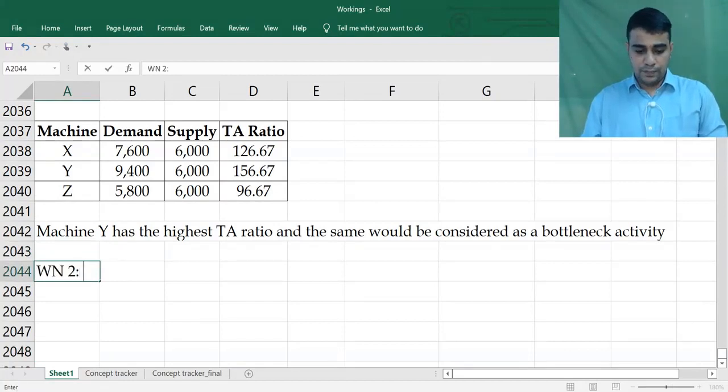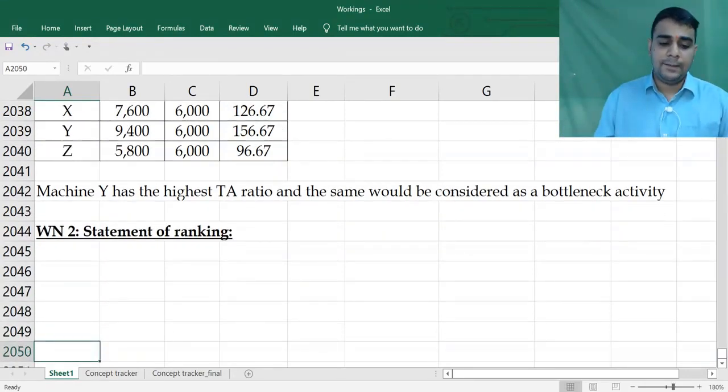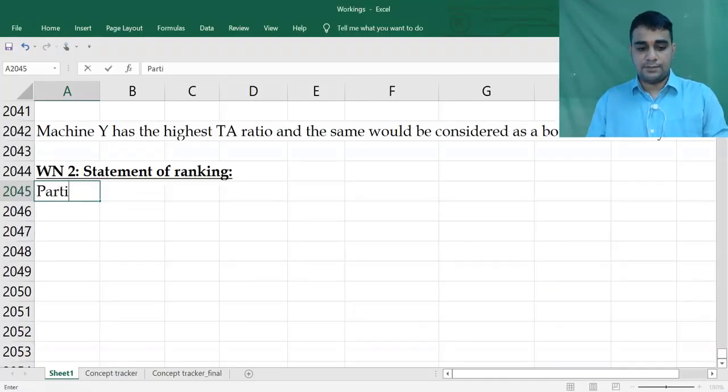Working note 2, statement of ranking. Particulars and 4 products.